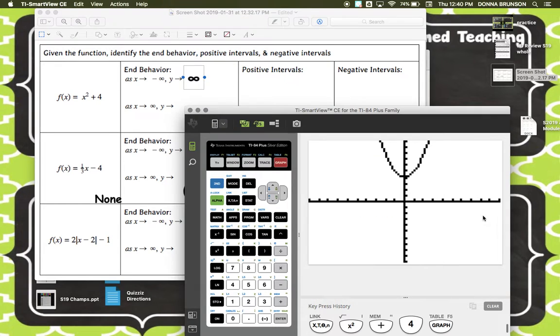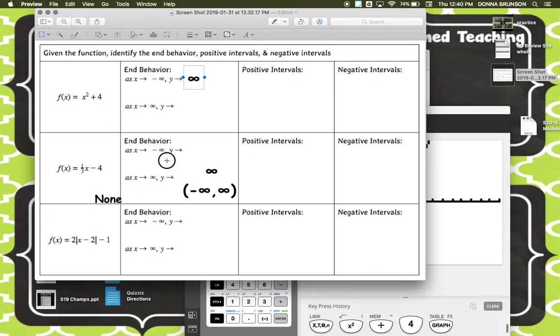All right, now let's look at the other side of the graph. On the right side, as x gets bigger, y also gets bigger. So the end behavior matches. Okay, so I'm going to grab this and put this up here.